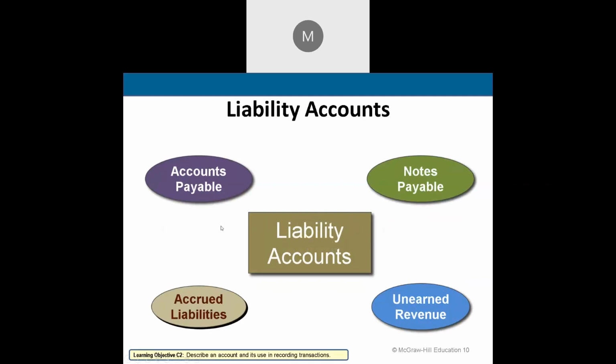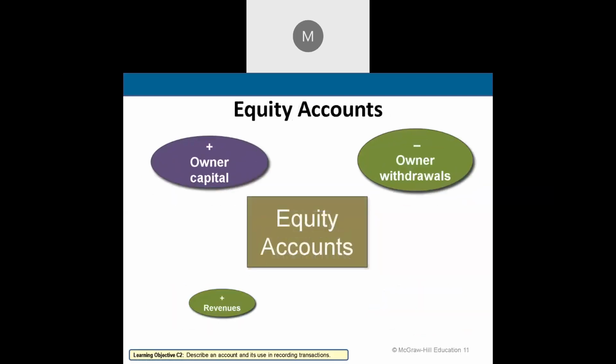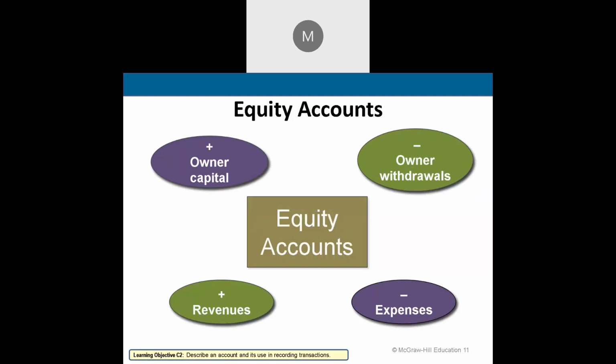Liability accounts, things that the business owes to someone else: accounts payable, notes payable, unearned revenue, accrued liabilities. Those are things like taxes payable, payroll payable, etc. And the equity: owner's contributions, known as owner's capital, minus owner's withdrawals, anytime the owner takes money out of the business, plus your revenue, sales, minus expenses, are all equity accounts.